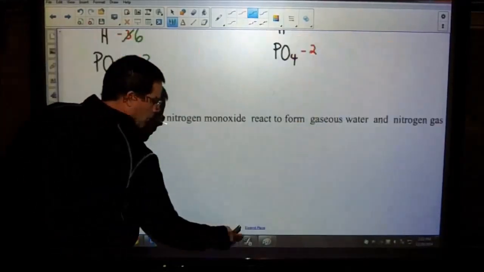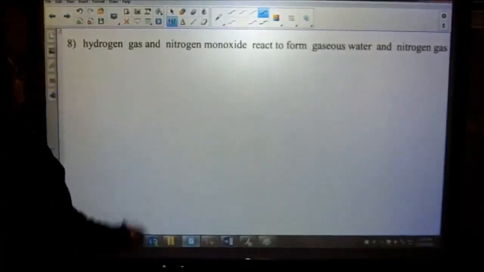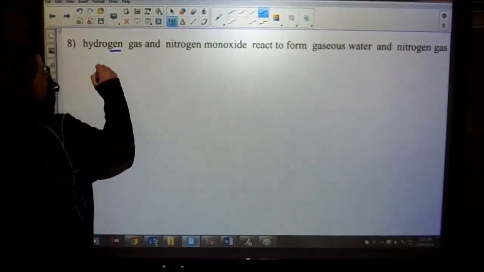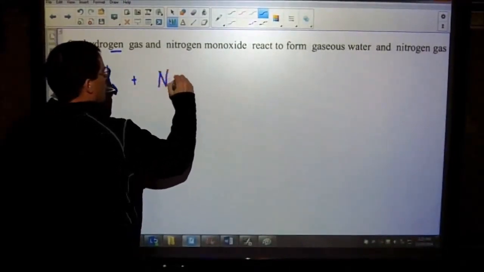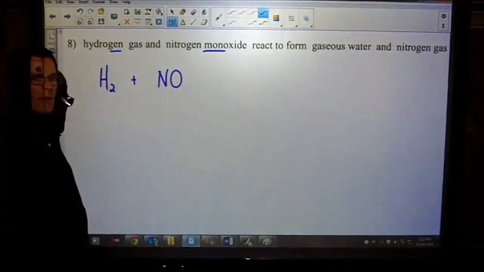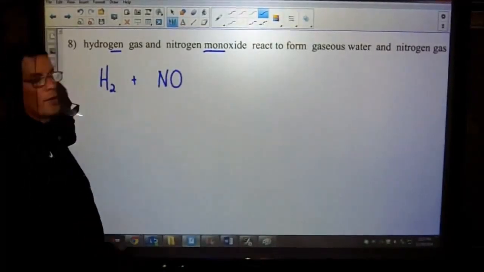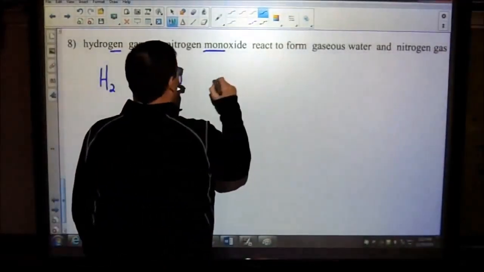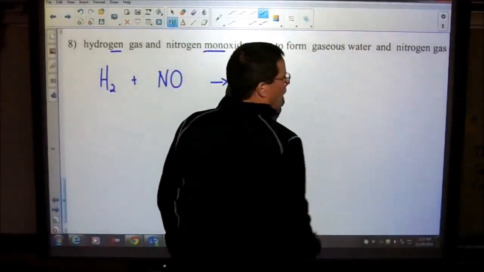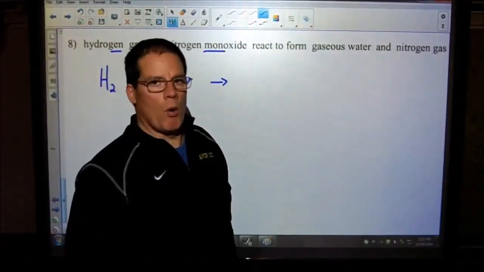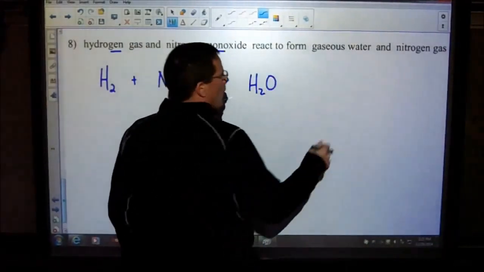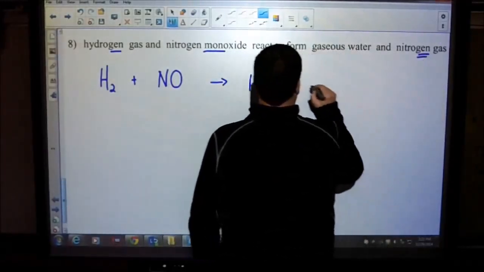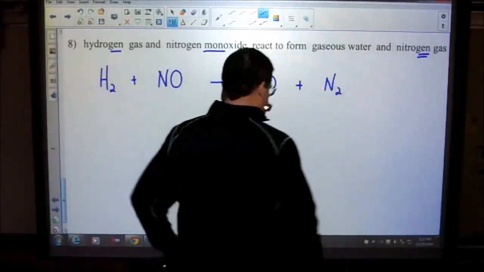All right, let's look at the last one. Okay. Number 8 says hydrogen. There we go. We got a gen in there. So we have hydrogen and nitrogen monoxide. So nitrogen monoxide. Since we have that mono in there, that means that we're not balancing charges. Besides, we have a nonmetal with a nonmetal. Okay. React to form, that's an arrow. Gaseous water, solid water, liquid water, it's all water. So H2O, or HOH if you wish. And nitrogen gas, there's that gen again. So N2, okay?